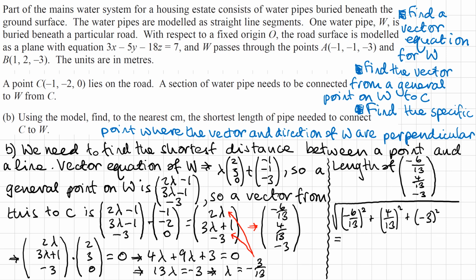I get 3.05085 and so on. So my centimetres are going to be here, which is rounding to 3 significant figures actually. So to the nearest centimetre it'll be 3.05 metres. I guess you could give your answer in centimetres as well, so you could give it as 305 centimetres. But yeah, that represents the shortest distance between this point C and the water pipe W.